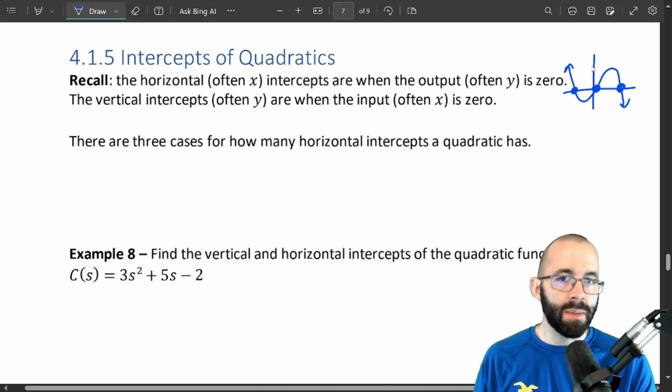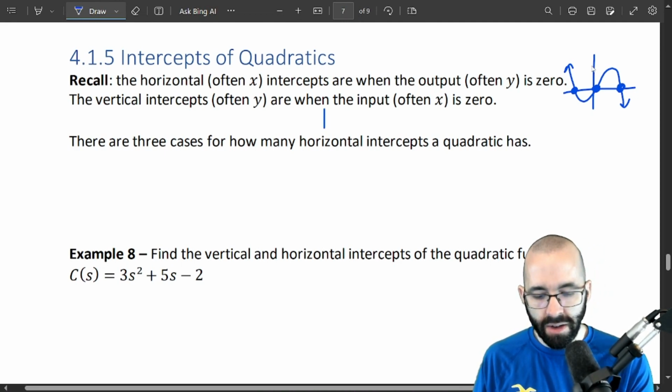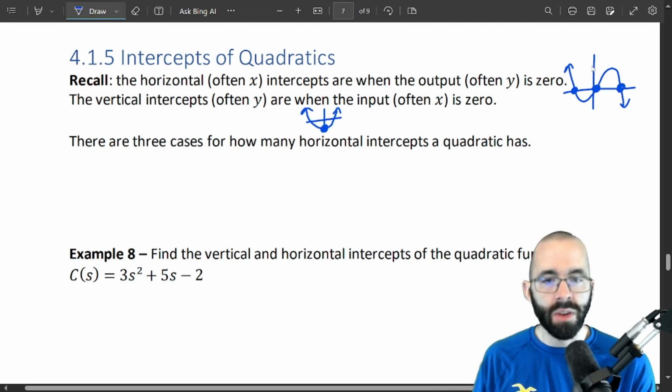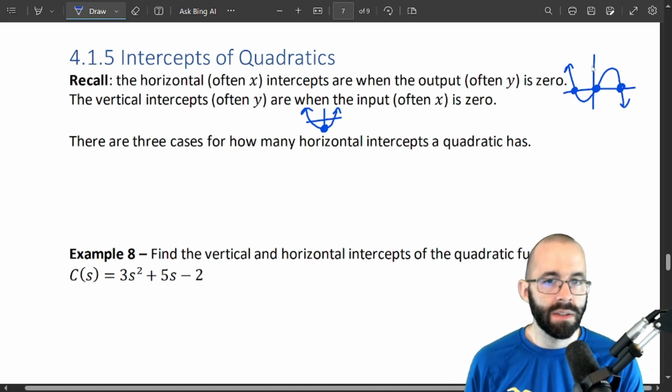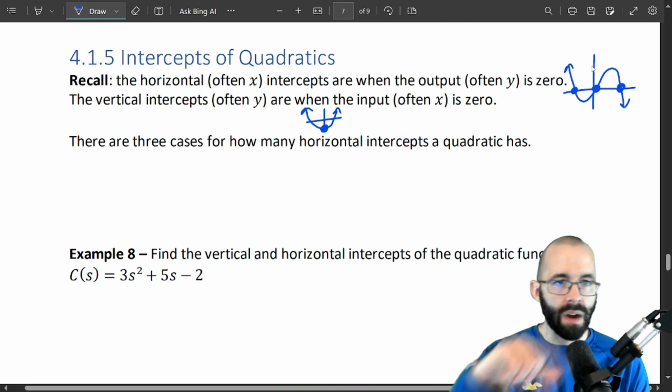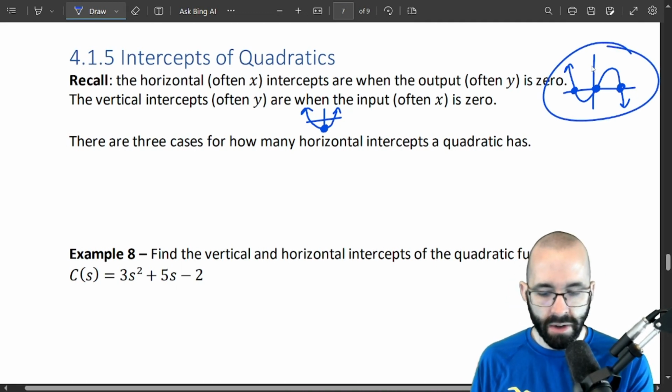The vertical intercepts, we usually talk about them as y, are when the input is 0. So if I have a function, the vertical intercept is where it crosses the vertical axis. That's going to be where the input is 0. We're not going to the left or the right. Here the output is 0, we're not going up or down. We're on the axis.